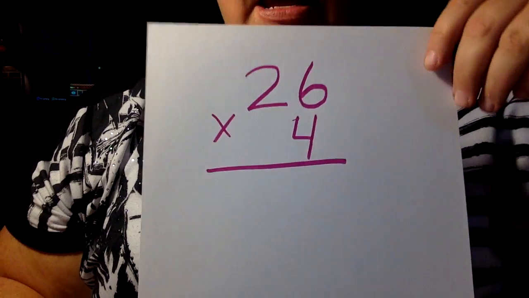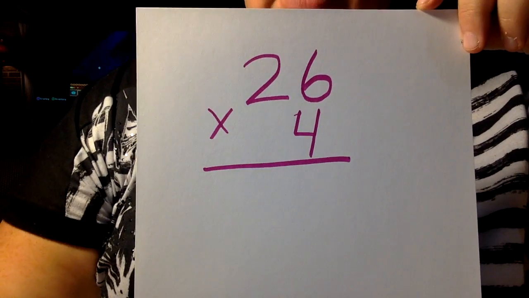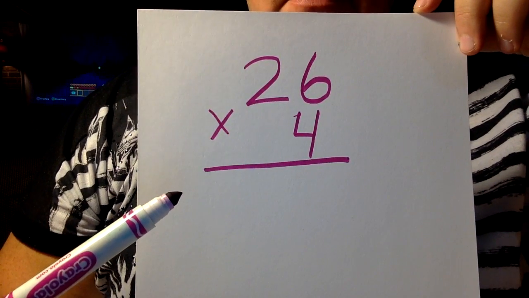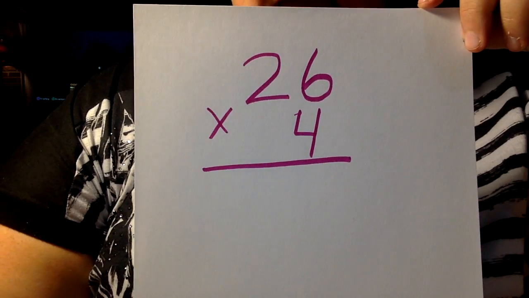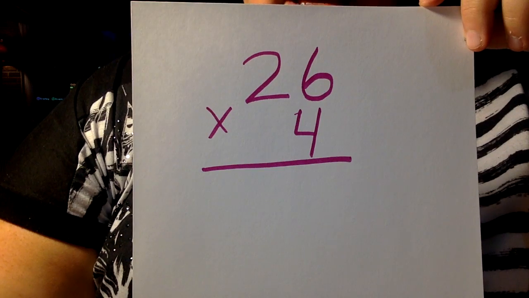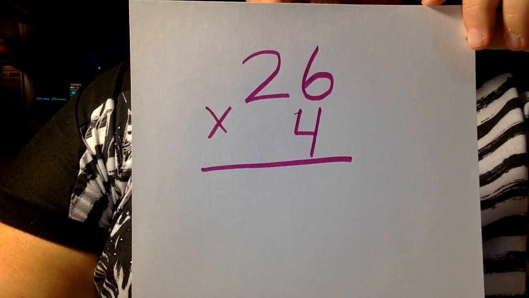Hey kids, today we're going to talk about 2 by 1 multiplication. What I mean is that there are 2 digits at the top and 1 on the bottom. And the way we're going to do this today is called an area model. Some people call it the box method because we use a box for this.